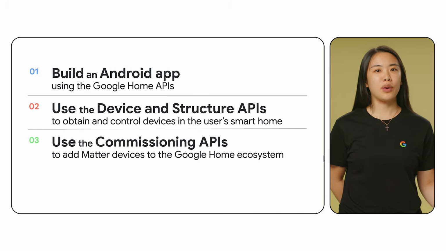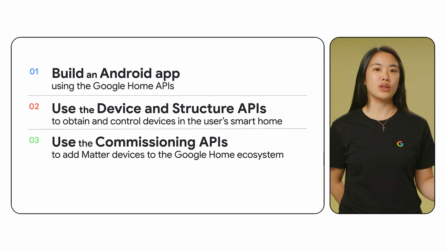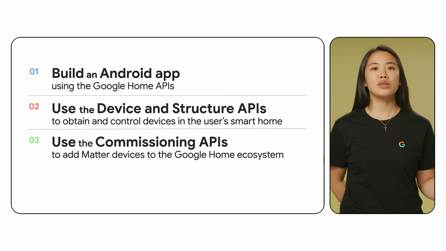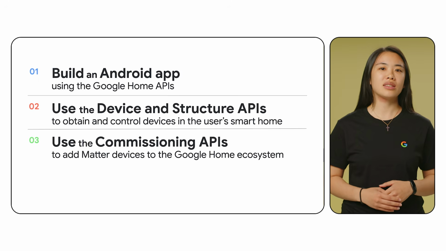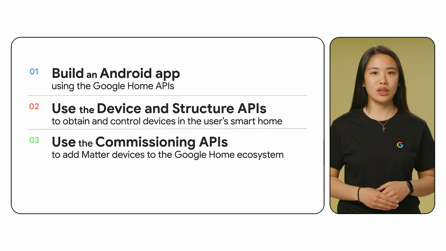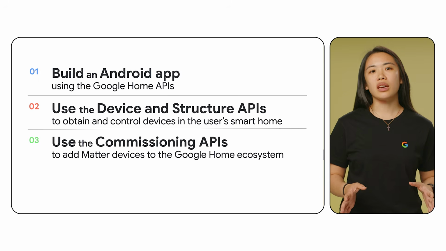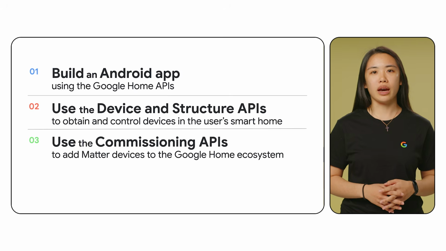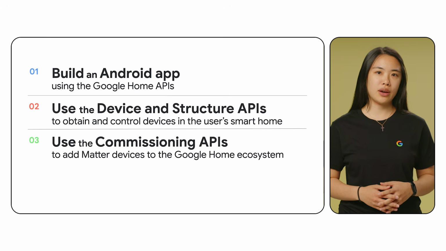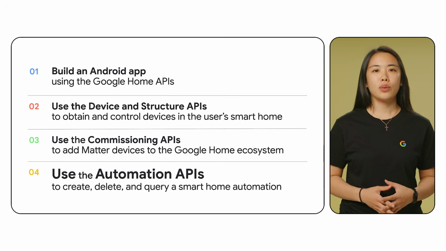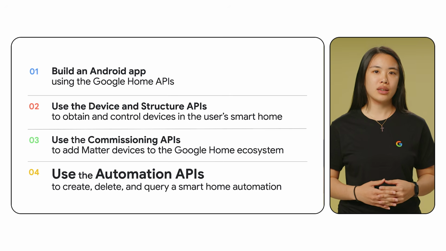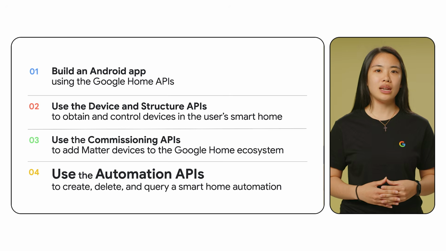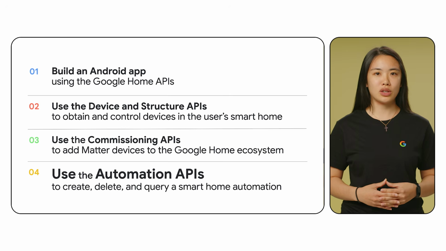In a previous video, we covered how to build an Android app using the Google Home APIs, how to use the Device and Structure APIs to obtain and control devices in the user's smart home, and how to use the Commissioning APIs to add Matter devices to the Google Home ecosystem. If you missed it or would like a refresher on the Google Home APIs, make sure you refer to the previous video. In today's video, we'll cover how to build automations using the Home APIs on Android, and use the Automation APIs to create, delete, and query a smart home automation.